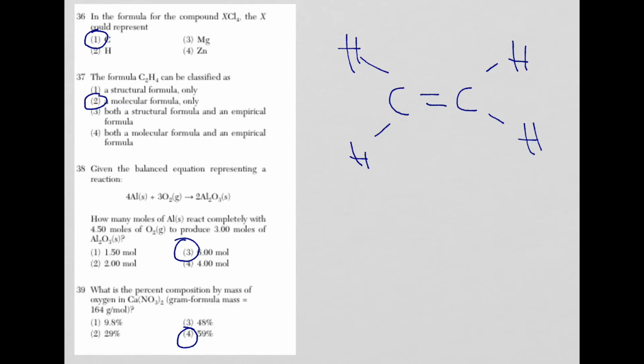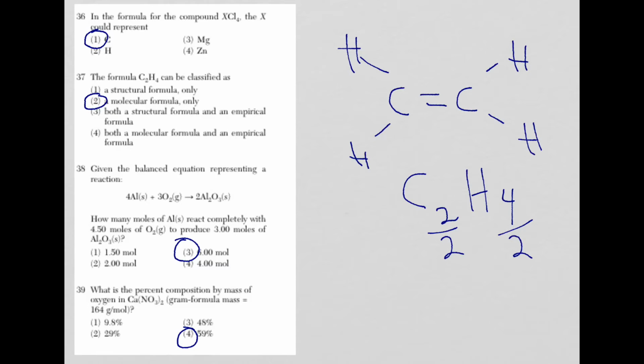An empirical formula is the lowest whole number ratio. For C2H4, I can reduce the numbers and divide by 2 and end up with what's called an empirical formula of CH2. So that's why the answer is choice 2.